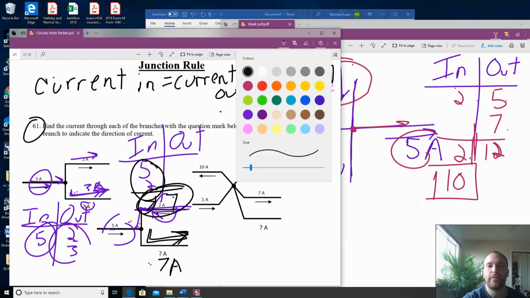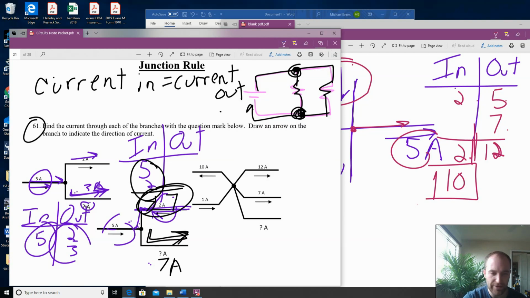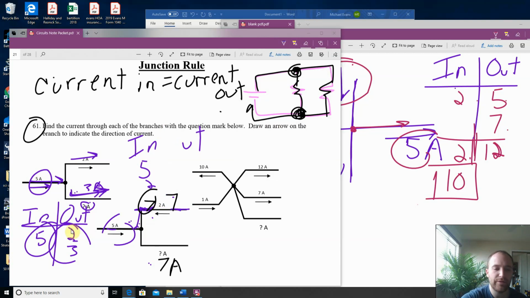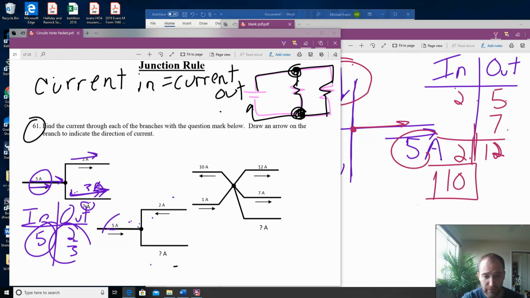Alright, last up. If those previous 2 were obvious to you mathematically, then that's great. But for this last one, there's an awful lot going on here. We've got 1, 2, 3, 4, 5 different branches of our circuit here. So this is one where it really might be helpful to list what's going in and what's coming out.